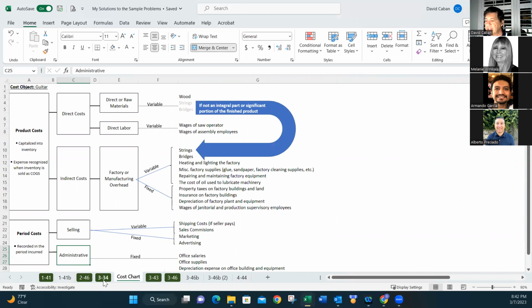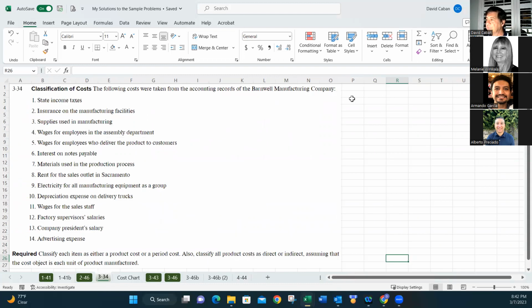Okay, so let's go ahead and let's do 334. State income tax. What's that? What's state income tax? Can anybody tell me? Indirect. Tell me whether it's product or period. Period. Oh, sorry, period. Yeah. So state income tax is a period cost. Very good. Okay. And it's not going to be direct or indirect unless it's a product cost. Okay. So when it's a period cost, you just say period cost.